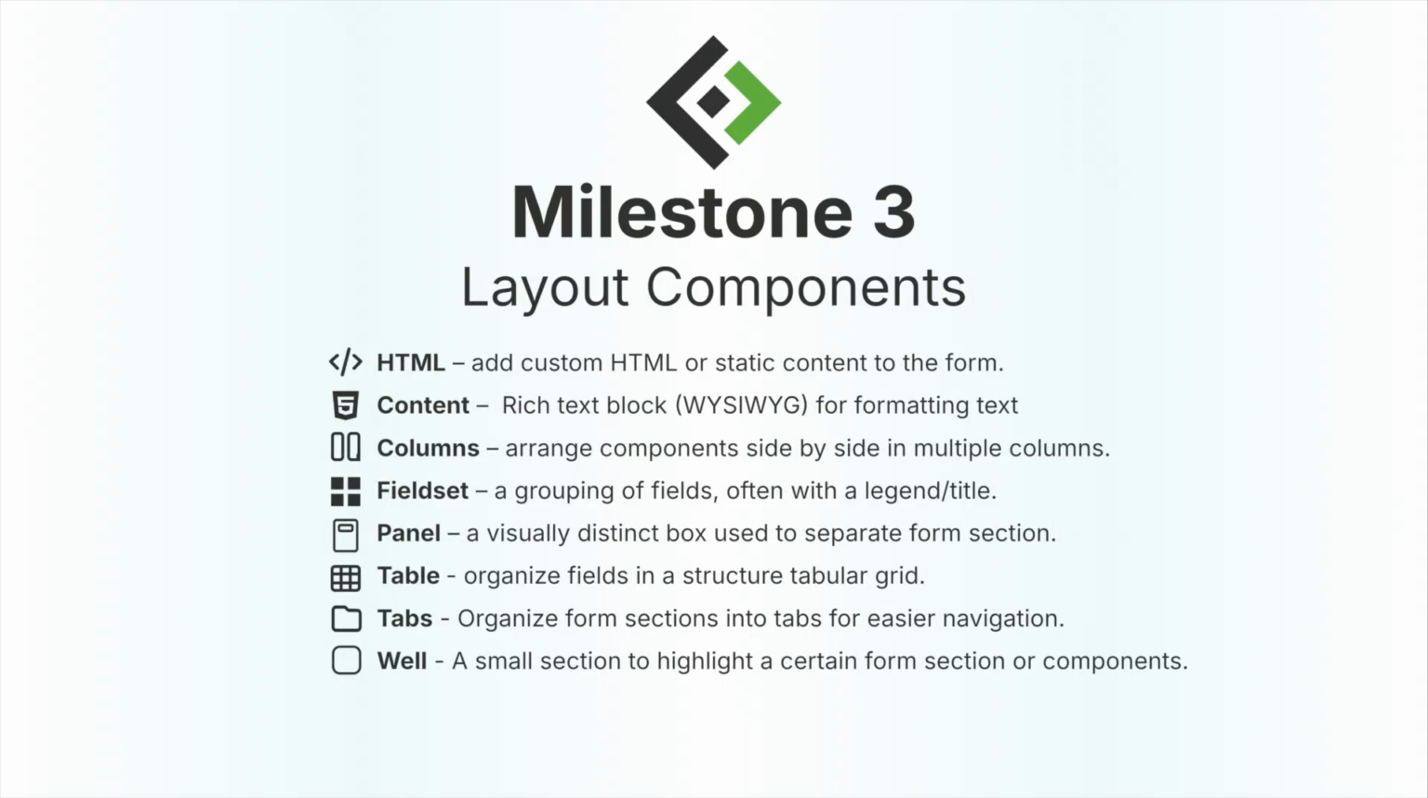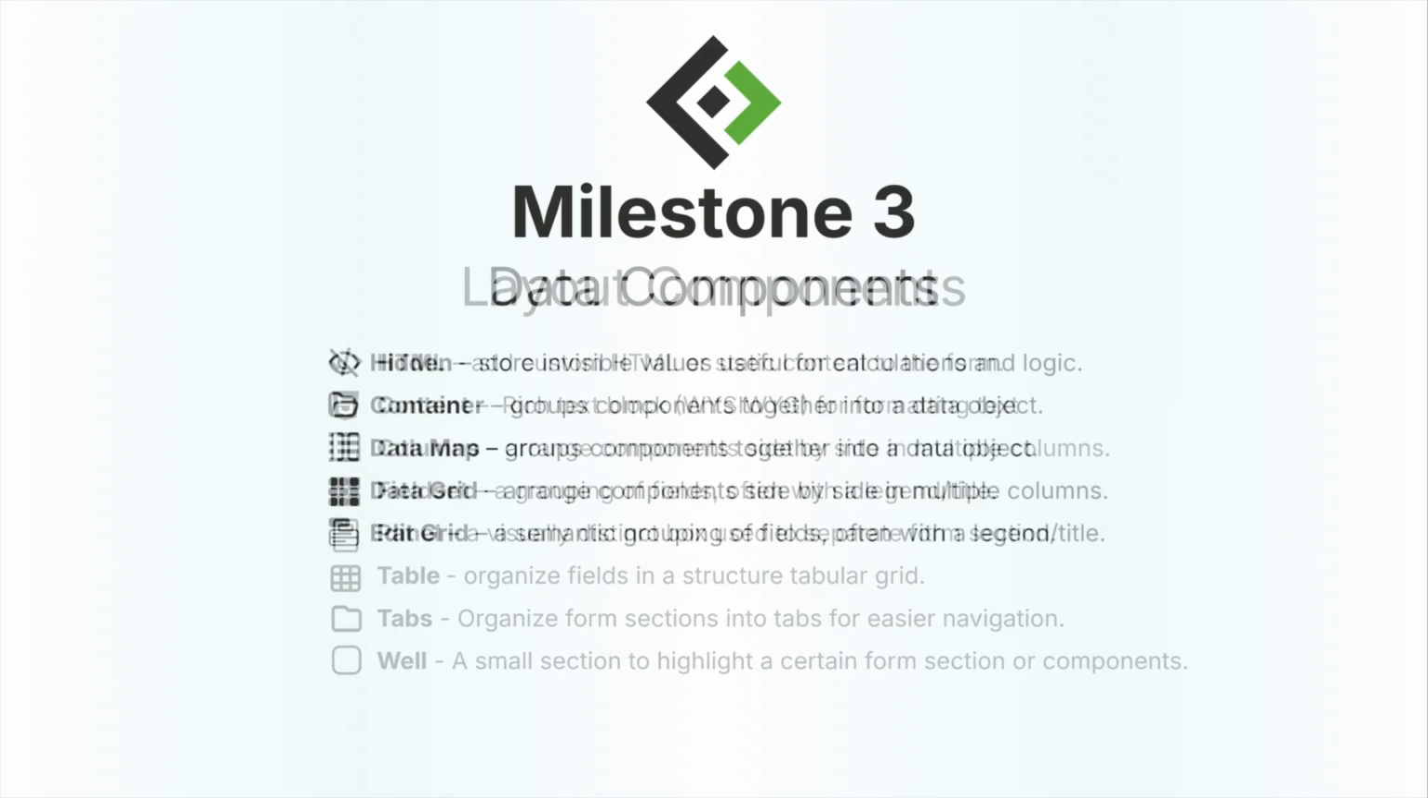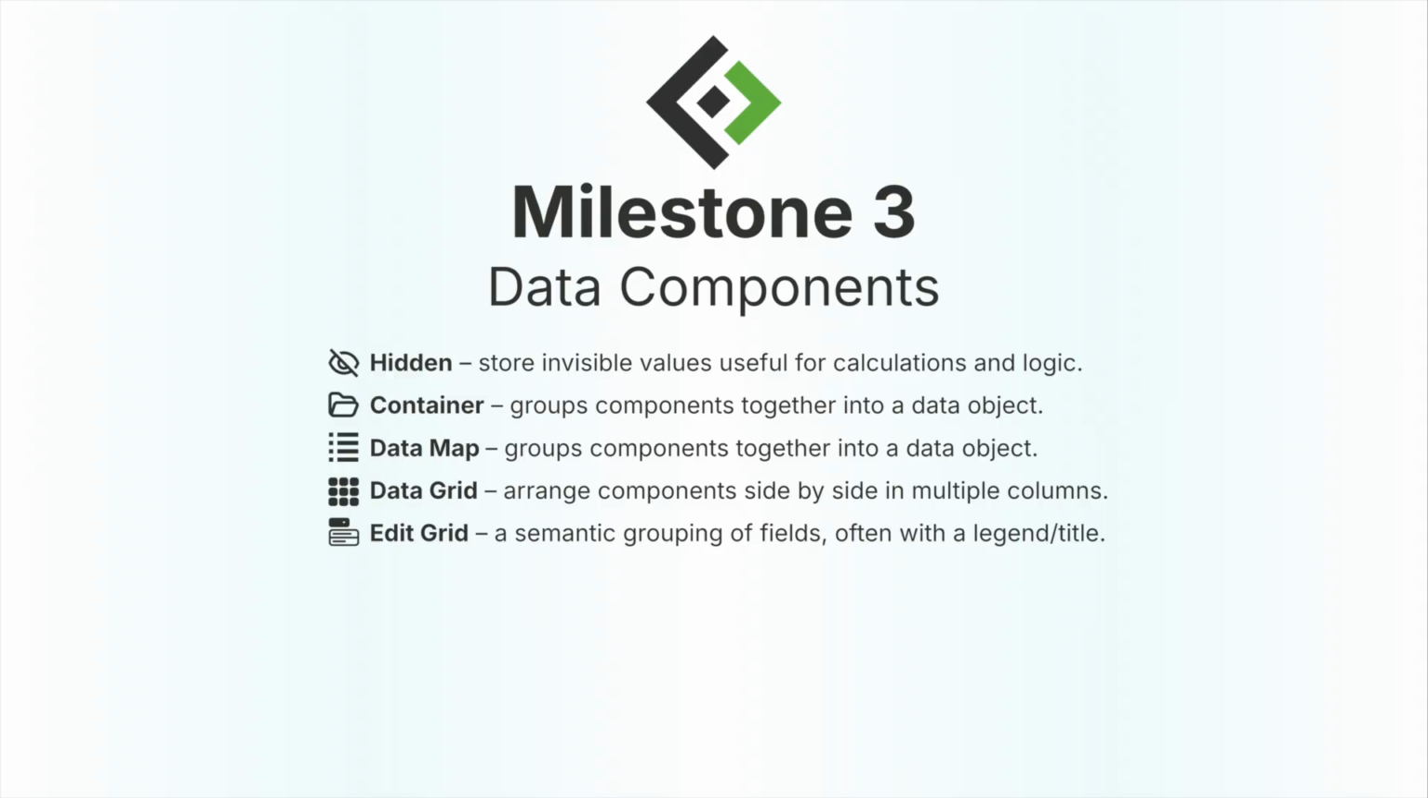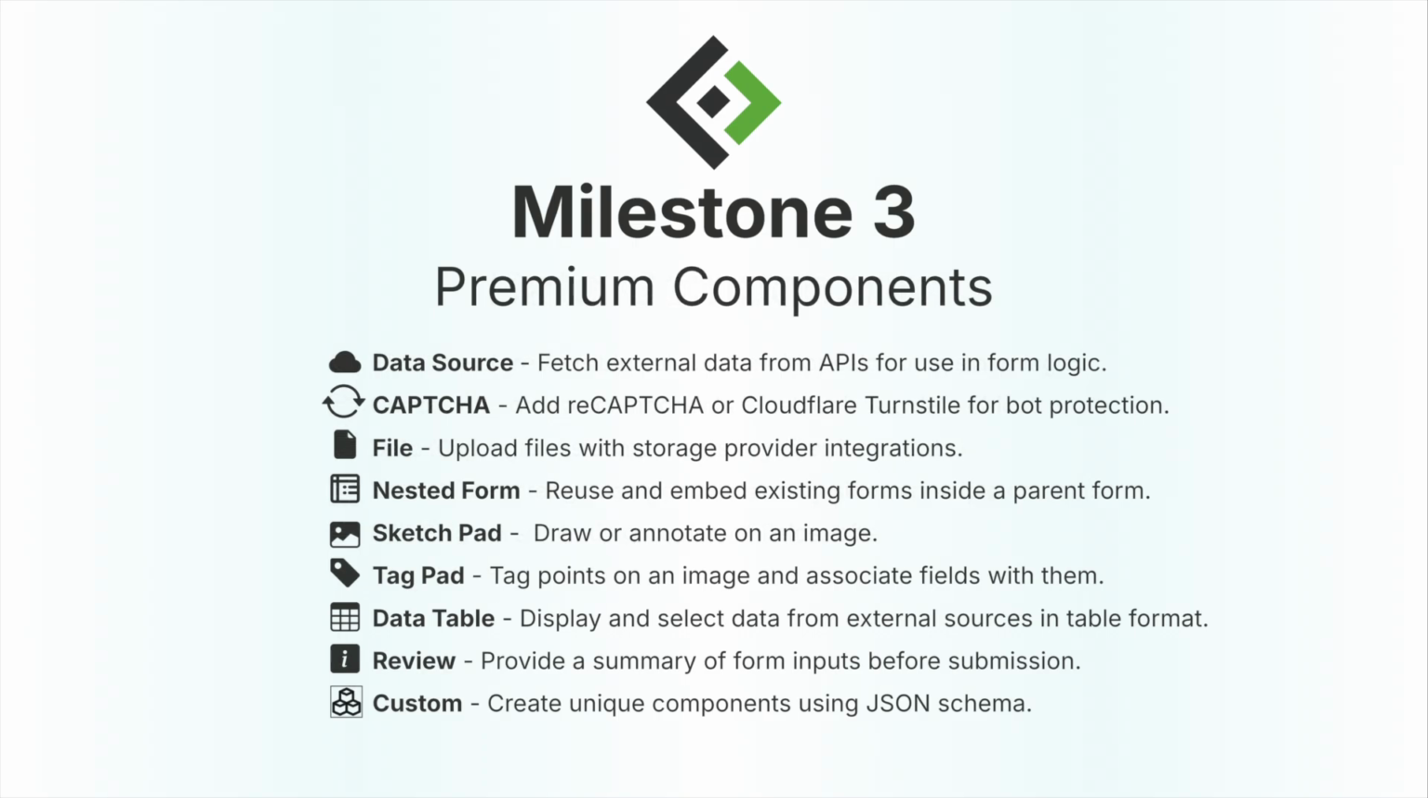Next, the layout group. These include components that provide design flexibility, allowing you to add custom HTML and adding structure to your form using panels and columns. The data group manages structured or repeating data using containers, data grids, or edit grids. Finally, the premium group unlocks enterprise features like external data sources, file uploads, nested forms, CAPTCHA security, and interactive tools like the TagPad and Sketchpad. With these groups in mind, you can combine and configure components to match almost any data collection need.